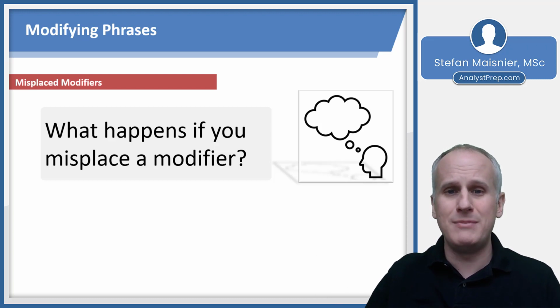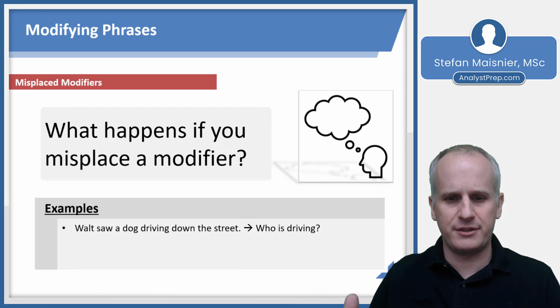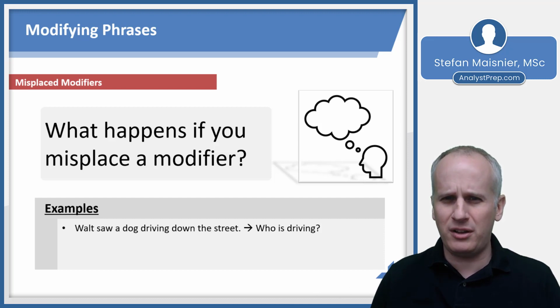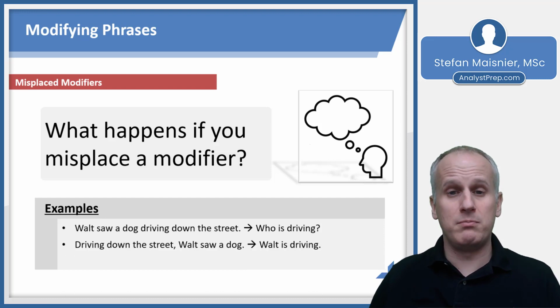And what happens if you misplace that modifying phrase? Well, let's look at some more examples. So if we had the sample sentence of Walt saw a dog driving down the street. Well, if you think about this clinically and specifically, a natural question should come up. Who's driving? Is it Walt or the dog? And we can clarify that by making some changes.